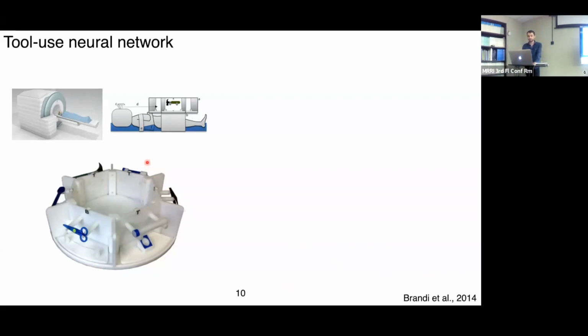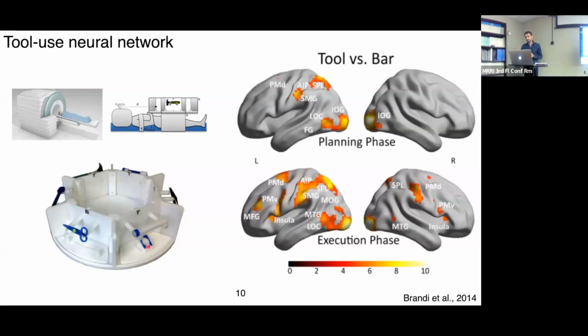In this study, they asked neurotypical participants to use tools, and they compared the neural activity for those tools versus a bar that you can see here, which is not a functional tool. They were just moving the bar into the target wheel. They compared tool use versus the bar, looking at two different phases: the planning phase and the execution phase.